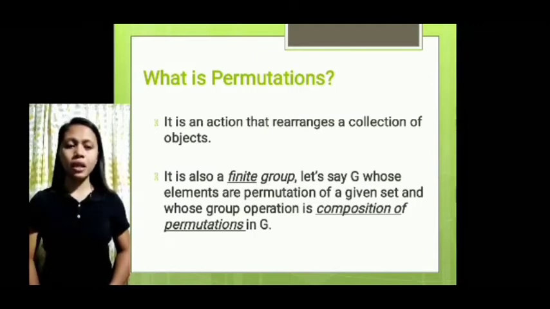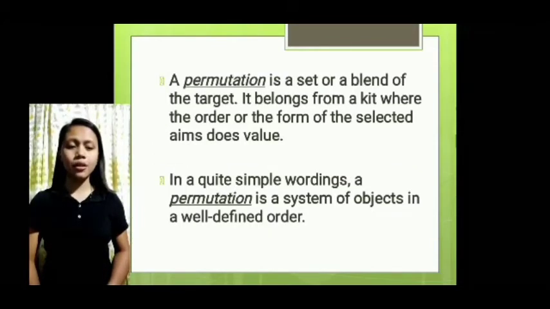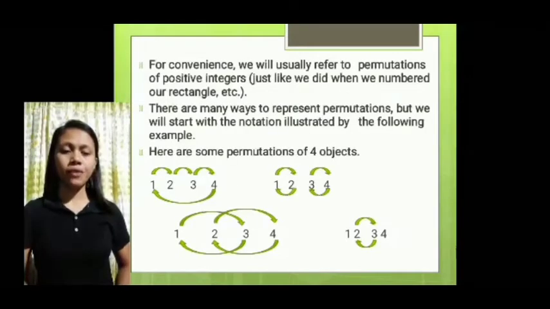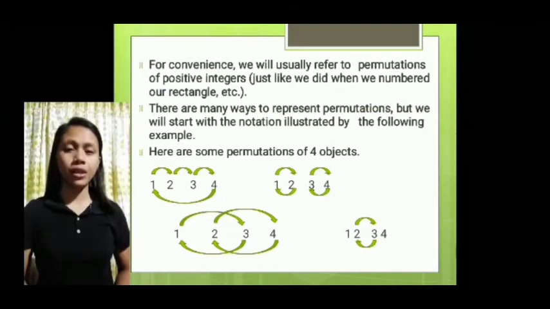Let's say G, whose elements are permutations of a given set and whose group operation is composition of permutations in G. A permutation is a set or arrangement of objects where the order of the selected items matters. In simple wording, a permutation is an arrangement of objects in a well-defined order. For convenience, we will usually refer to permutations of positive integers.